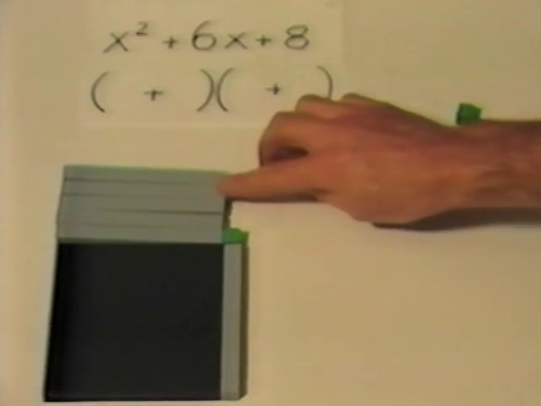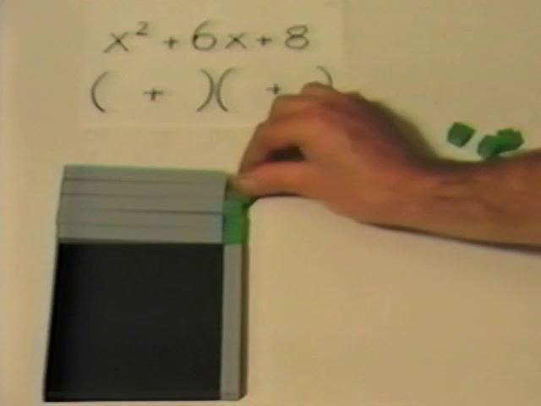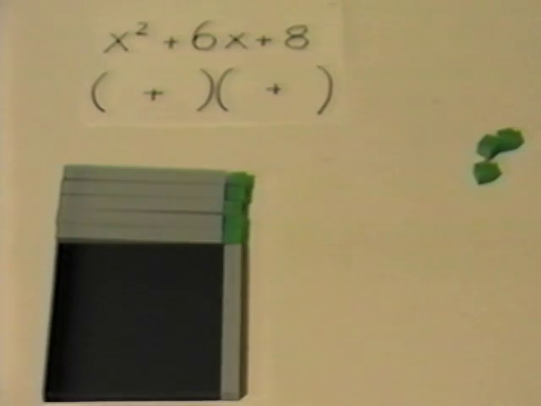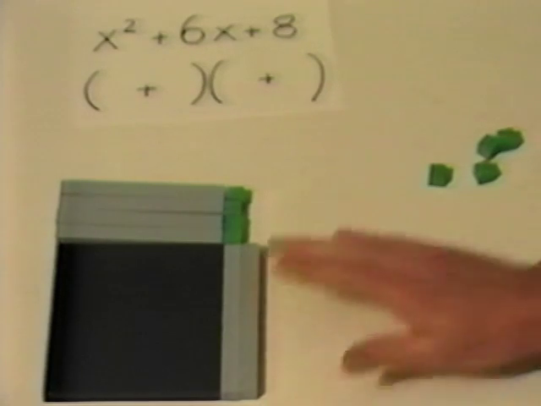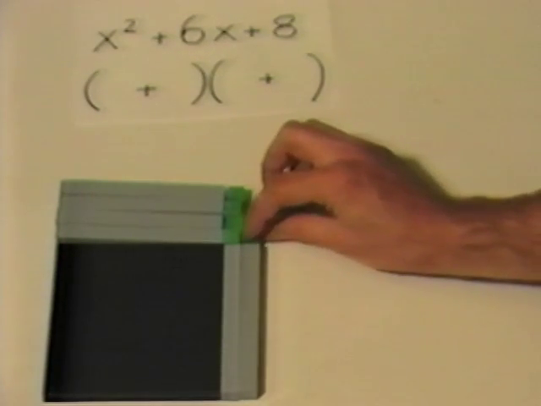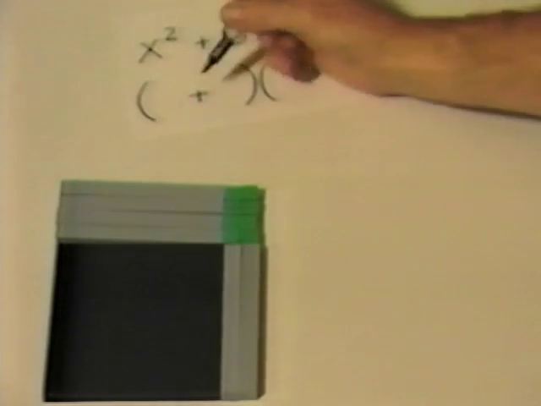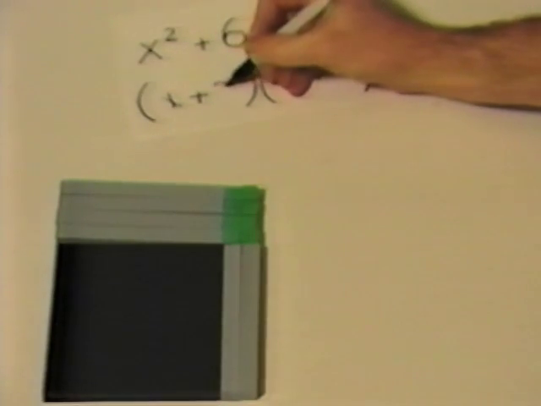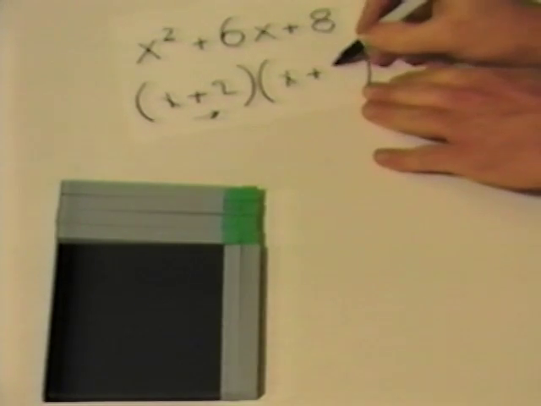Notice, we can count 1, 2, 3, 4, 5, 1, 2, 3, 4, 5, and it doesn't work. It doesn't work with one on the side, so we will try how many on the side? Two. And here we get it. To work, we have built a rectangle. What are our dimensions? X plus 2, distance over, x plus 2 over, distance up, x plus 4. X plus 1, 2, 3, 4 is our distance up.